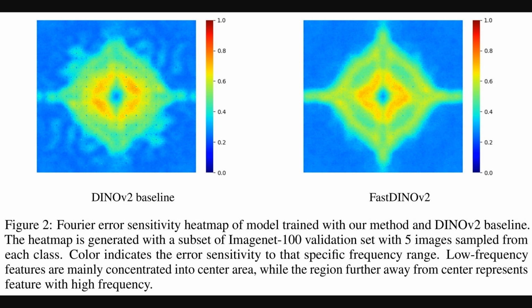And we can see this improved robustness from a different angle with these plots. These are what are called Fourier error sensitivity heat maps. Think of them as maps showing which image frequencies, so low frequencies for general shapes, high frequencies for fine details, cause the model to make mistakes. The warmer the color, the more sensitive the model is to errors in that frequency. You can see the original DINOv2 on the left has a lot of yellow, showing sensitivity. But FastDINOv2 on the right is much darker blue on the outside, showing it's far less bothered by high-frequency noise.